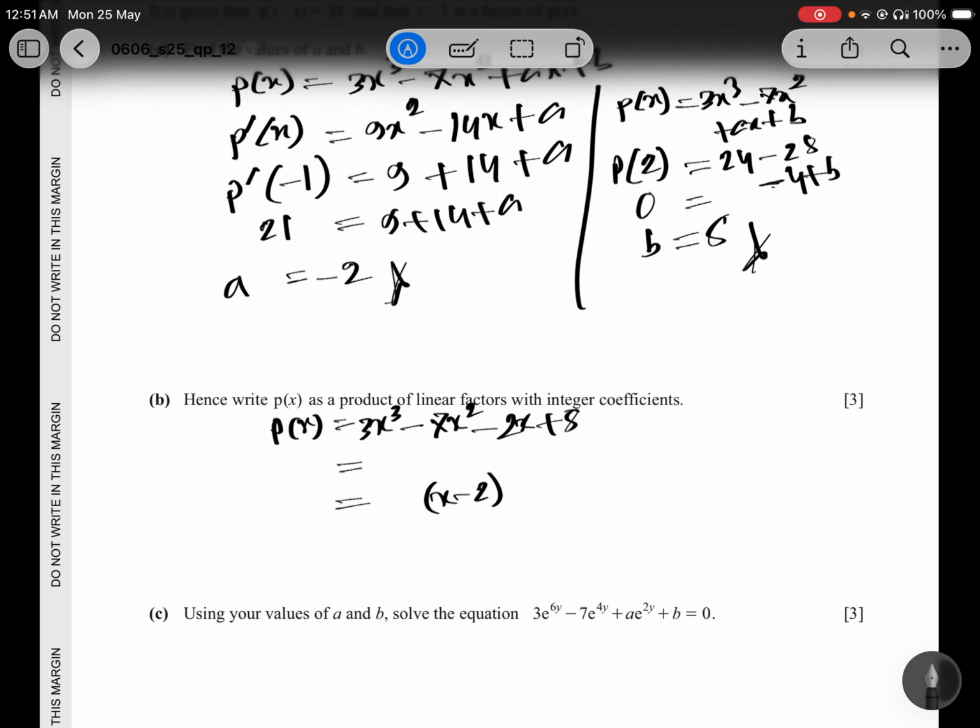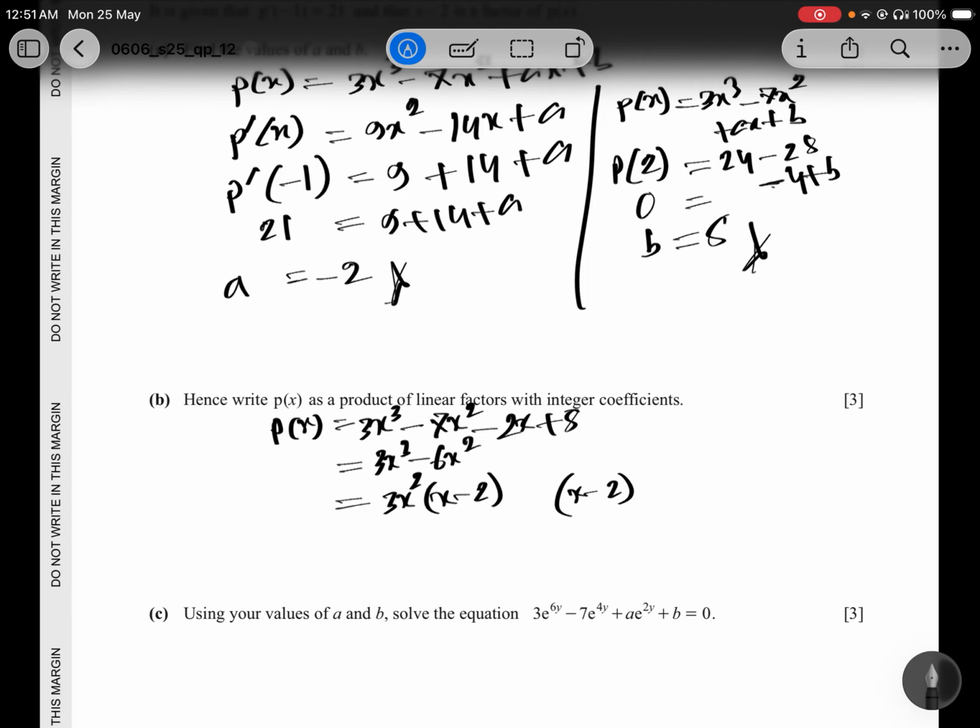So x minus 2 is a factor. I have to multiply it by 3x squared, so 3x cubed. Now 3 times 6, 6x squared. Okay, x minus 2. There is very little space here, so I'm not going to do the long division. I'm doing my own method.